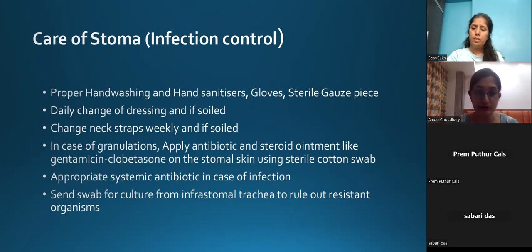Sometimes if the infection is too much, then we need to start them on appropriate antibiotics, which is based on the culture report. We introduce a swab into the tracheostomy or try to remove the tracheostomy and collect the swab from the trachea within and then send it for culture. And after the culture report, we know what organism is growing inside and we give appropriate antibiotics. These will reduce the granulation significantly. Okay. So this has to be done regularly for these patients.